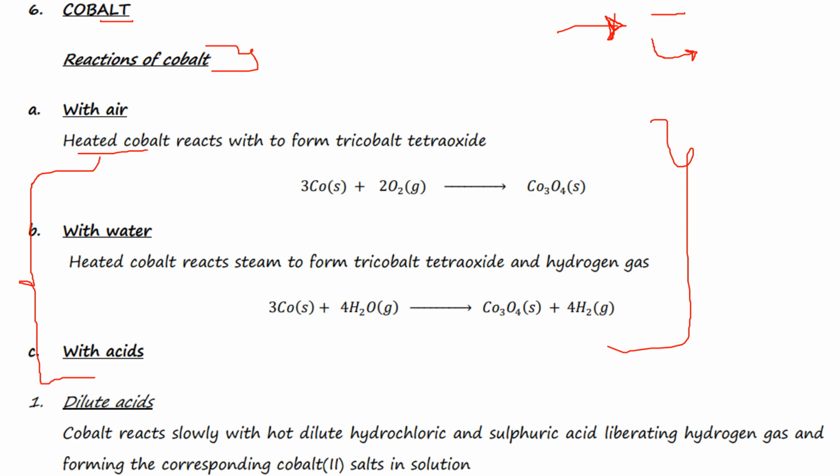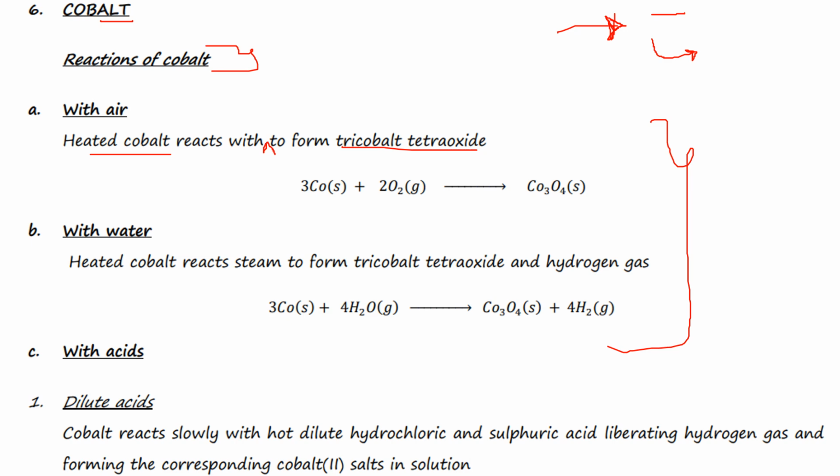So looking at the reactions of cobalt, you're going to start with the reactions with air. Just like we said that any statement before writing an equation must contain the conditions together with the products that are being formed. So heated cobalt always reacts with air. Heated cobalt reacts with air to form tricobalt tetraoxide.